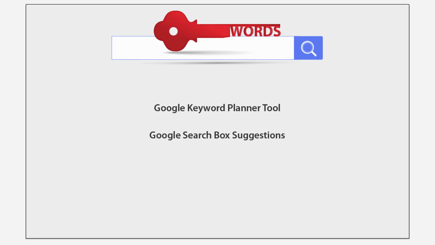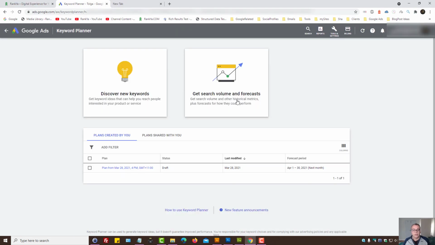In terms of researching keywords, there are two tools that we need to use. The rest will only waste your time and money. First is Google Keyword Planner tool, and the other one is Google search box suggestions. For you to be able to use Google Keyword Planner tool, you actually need to create a Google Ads account. You do not have to advertise with Google Ads, but for us to be able to use the tool, we now have to have a Google Ads account.